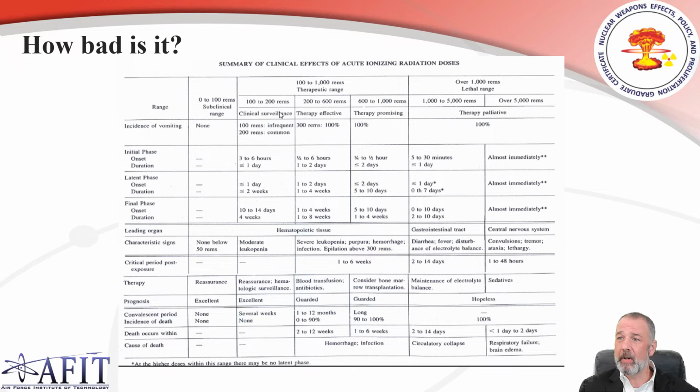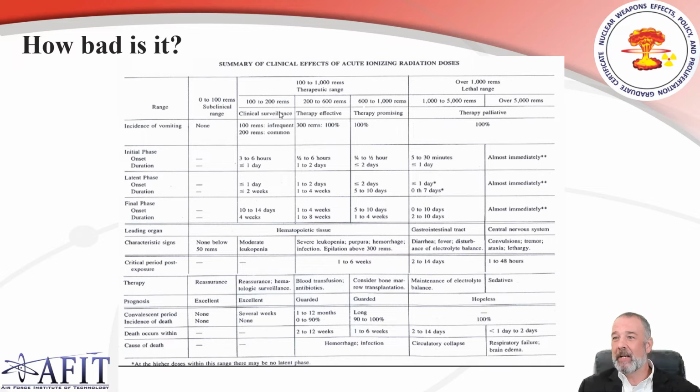So we have 100 to 200 REMS. This is the clinical surveillance range. 200 to 600 they call effective therapy. And then 600 to 1,000 they call promising therapy. Don't ask me where they came up with those names.